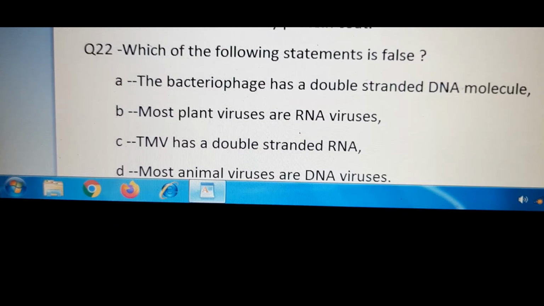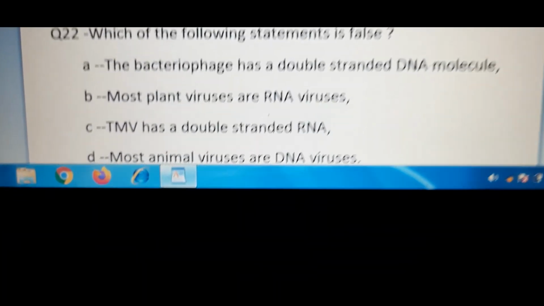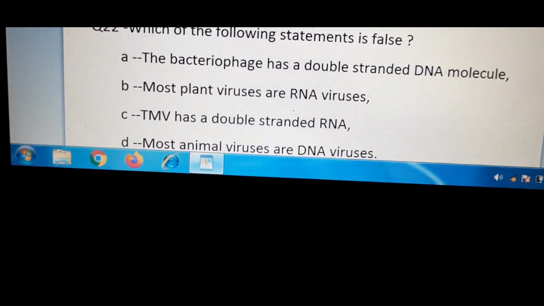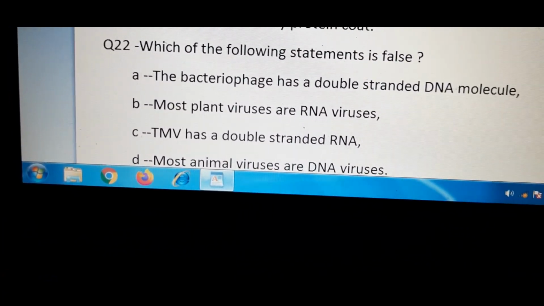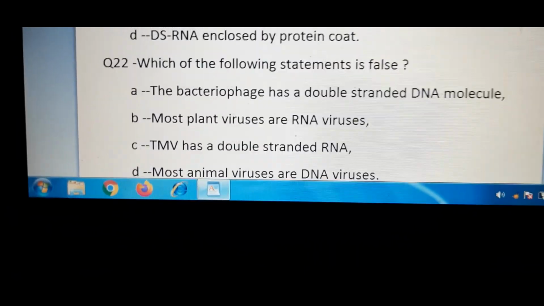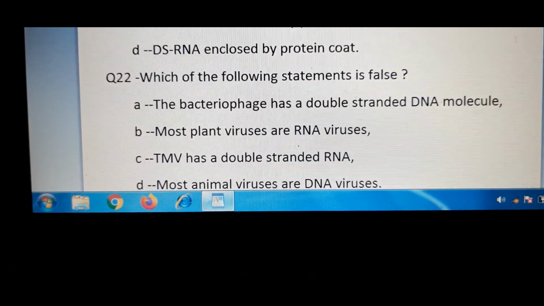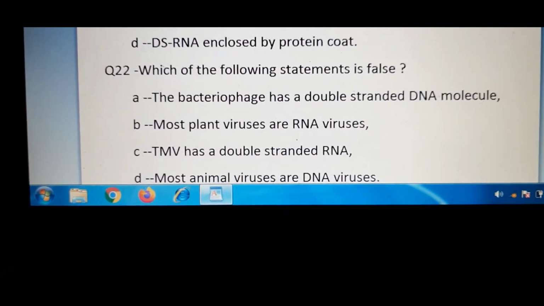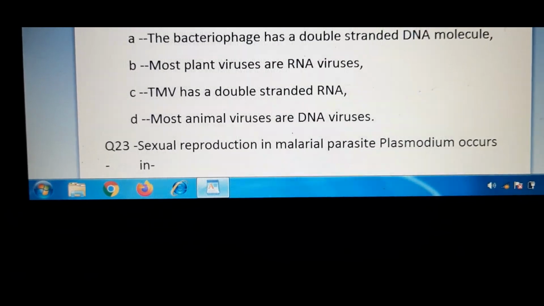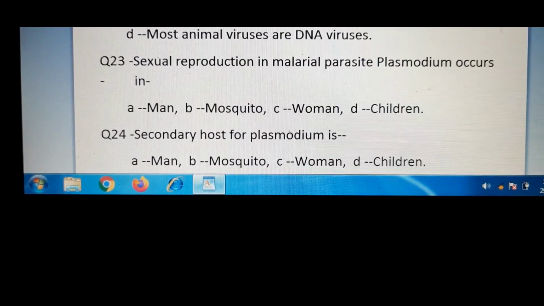So which one is false here? C is the answer for this. TMV has a double-stranded RNA is not so. It has single-stranded RNA. Remaining all are correct, but this only is wrong. That's why C is the answer for this. Now, let us go for the 23rd question. 23rd question reads like this.